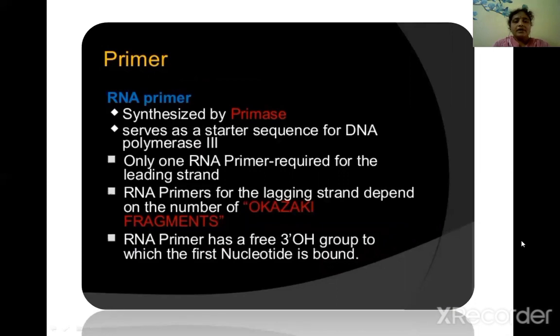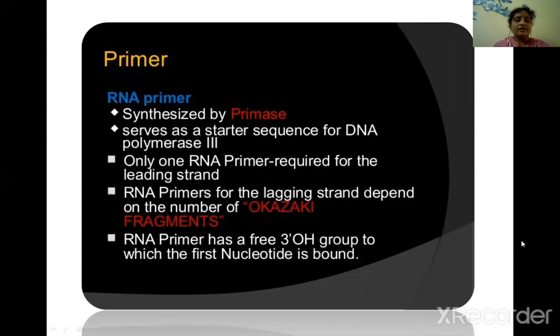Next, primer. Primer is very important for this replication. Primer requirement is a characteristic of DNA synthesis. It is needed for replication and reverse transcription. A primer provides a free 3' OH end to which the incoming nucleotide can be joined with phosphodiester bonds.